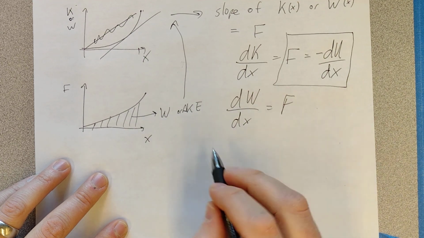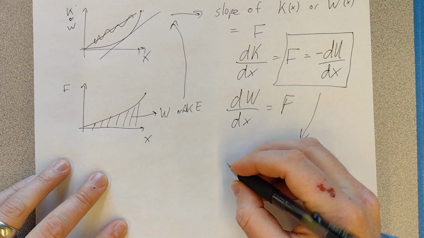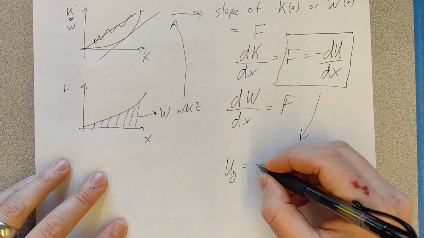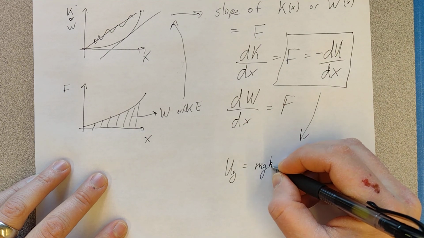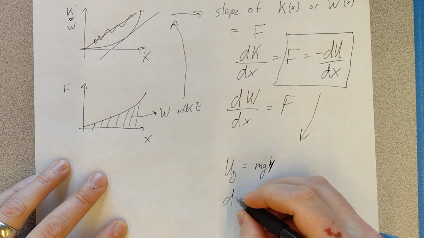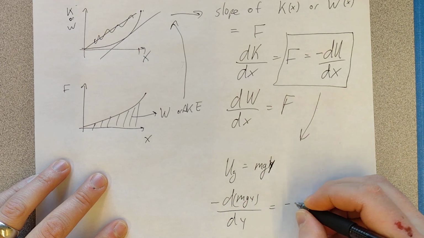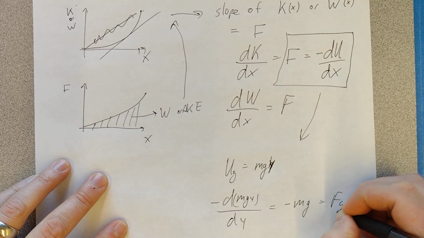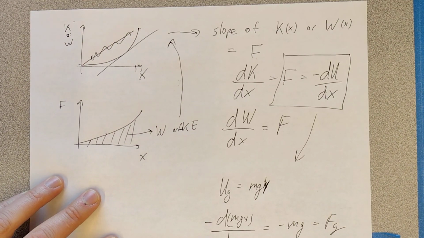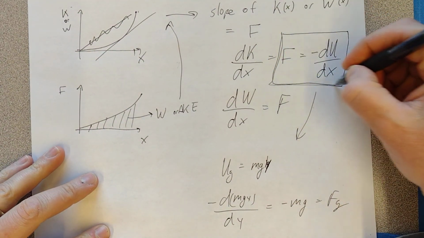You can instantly check that out with gravitational potential energy. Use U_G equals, let's call it, mgy. The negative derivative of mgy with respect to y equals negative mg equals F_g. You can do the same thing with spring potential energy as well. Pretty interesting, but we'll come back to that on the next worksheet.